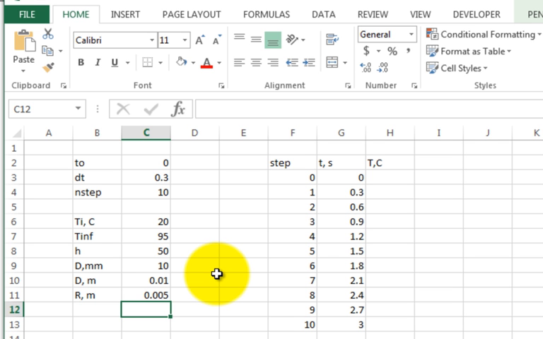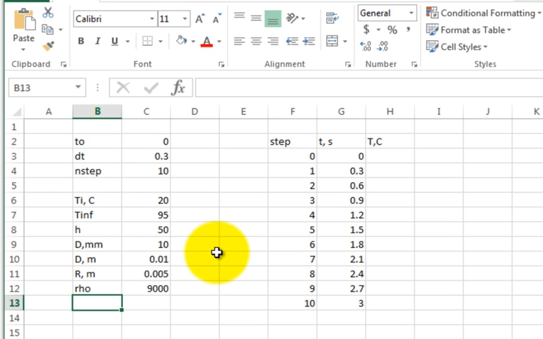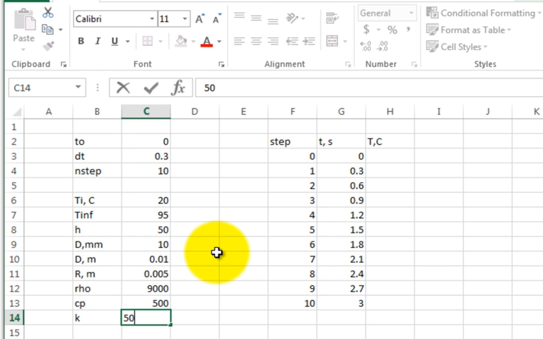And we're going to have some mass density, rho, and let's put 9,000 kilograms per meter cubed. What about some specific heat? Let's put in 500 joules per kilogram Kelvin. Should I put in those units? I'm saying them, but I'm not typing them in, though usually I type them in. And then my thermal conductivity, I don't know, 50 watts per meter K.